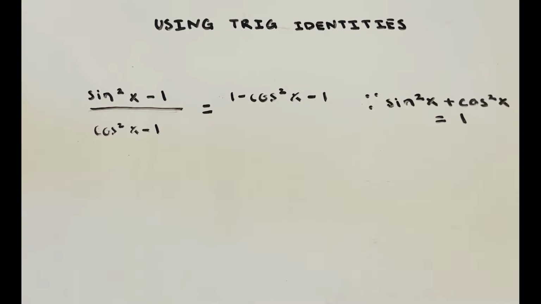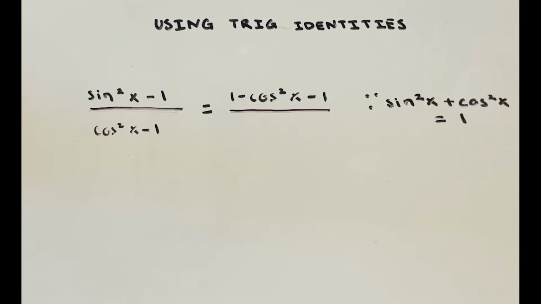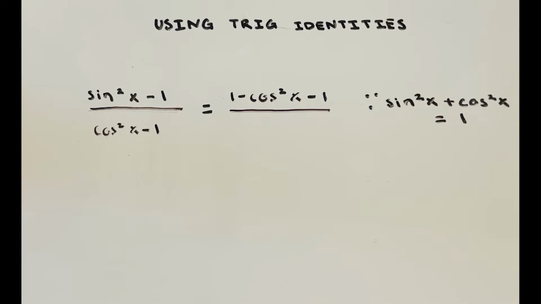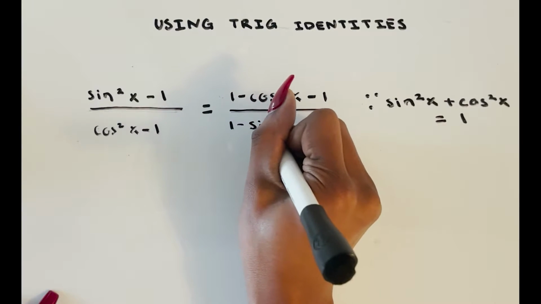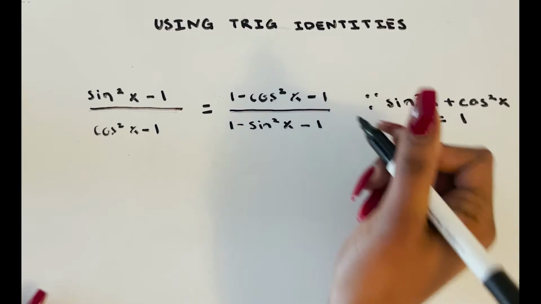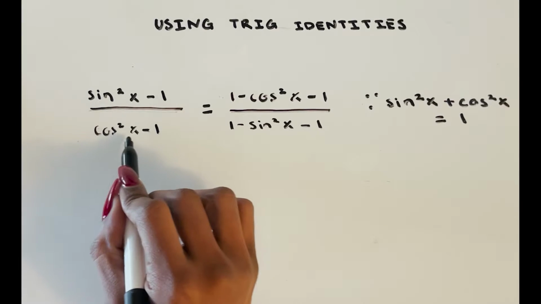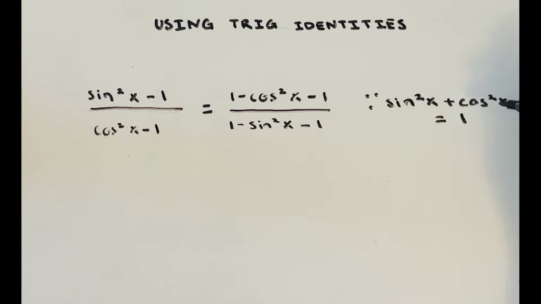We'll use this same trig identity to rewrite the denominator. In the denominator, we have cosine squared of x minus 1. And so we'll rewrite the denominator as 1 minus sine squared of x minus 1. Again, here all we did was replace cosine squared of x with 1 minus sine squared of x. And that is because of this trig identity.